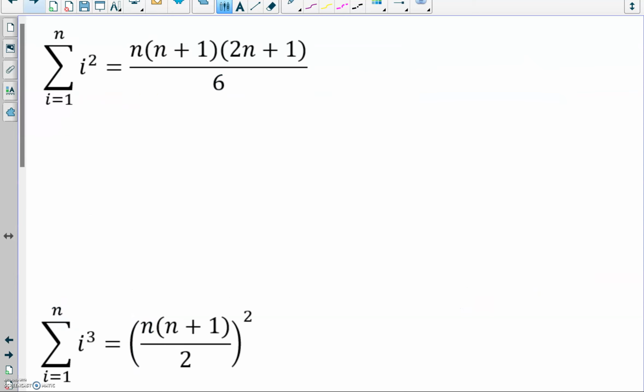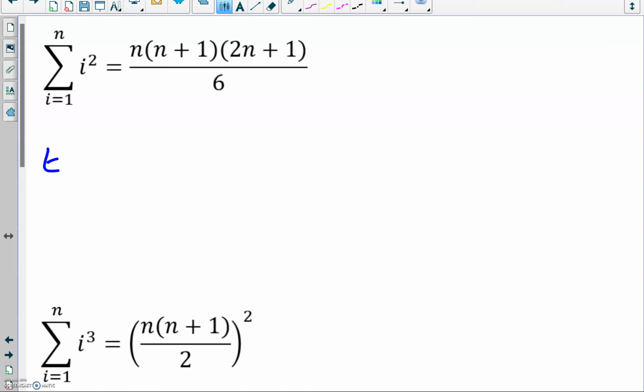Okay, so that's 2 nice ones. Let's take a look at 2 more. So we have i squared. You would take all of the numbers between 1 and n, square all of them, and add them all together. Well, you could do that, or you could just plug n into that closed form, n times quantity n plus 1 times the quantity 2n plus 1 all over 6, and get to the same answer.